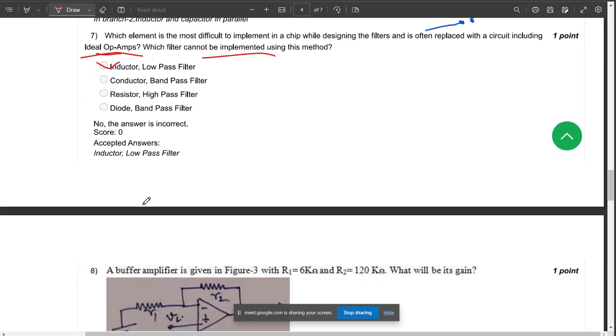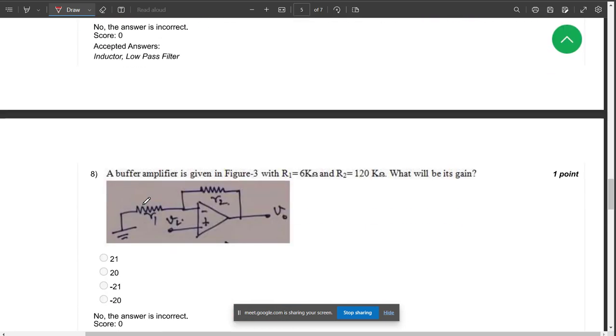No. Okay, let's go ahead. A buffer amplifier is given, right, with R1 equals 6 kilo ohms and R2 equals 120 kilo ohms. What will be its gain? So you have to find out the gain, G or K, whatever. You don't go into the variables here. R1 and R2 are given, and it's a buffer amplifier.